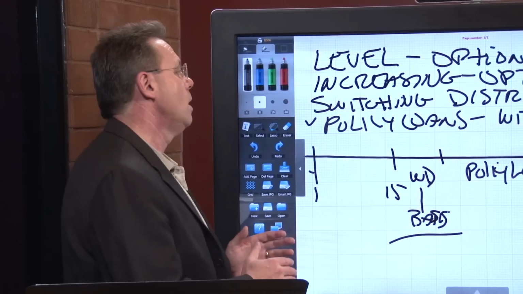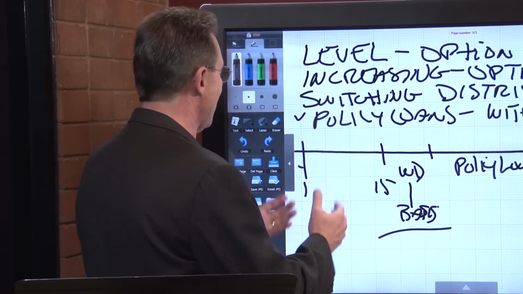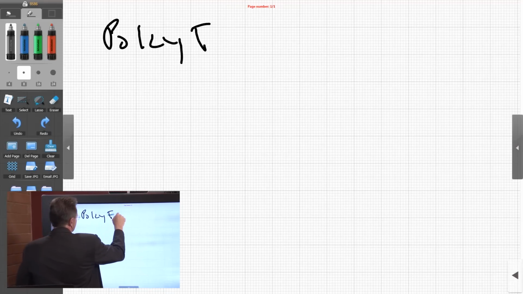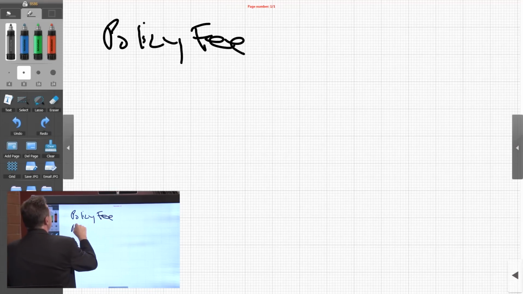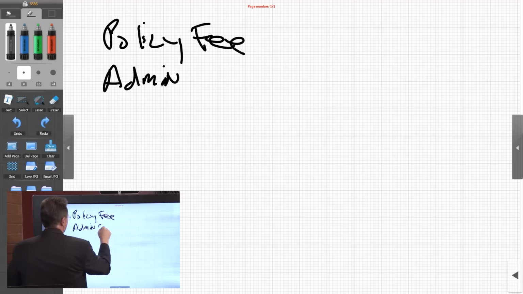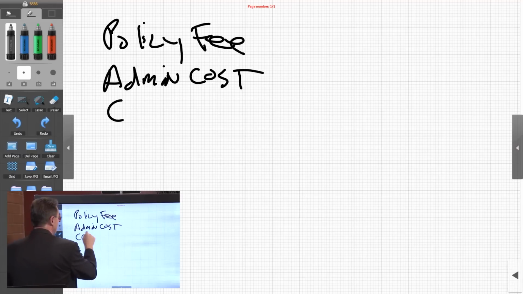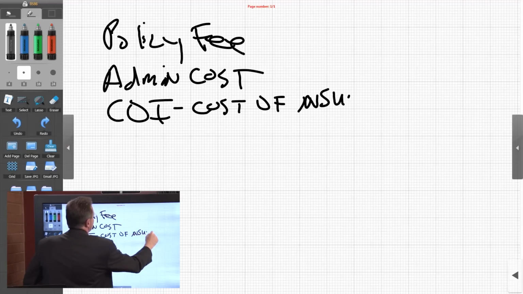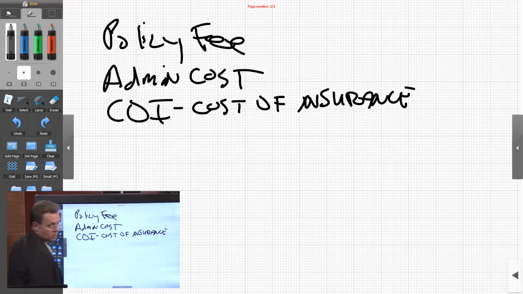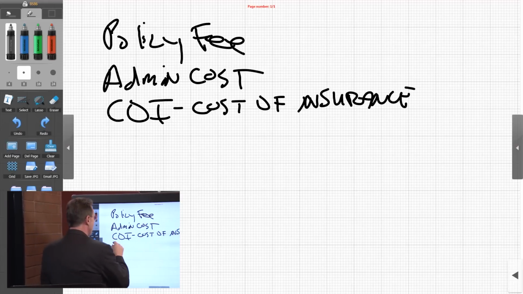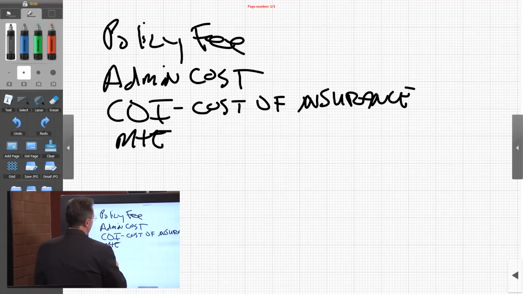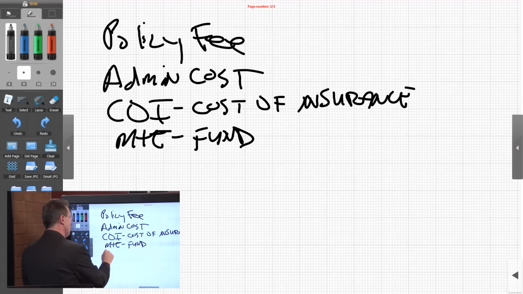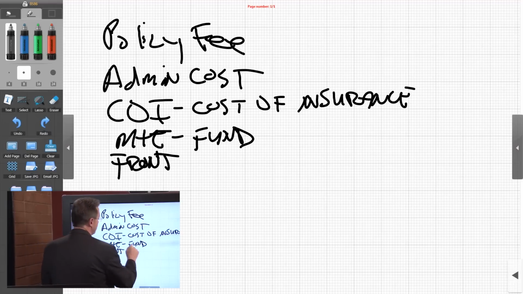So the first thing I want to talk about when you're talking about cash buildup is I have to manage expenses. And remember, there is the policy fee, that's an expense. Then I have admin costs. Then I have cost of insurance, which is the biggest thing. And that's the thing I'm trying to manage in my cash buildup scenario. Those are our three big items. Some variable contracts are going to have M&E charges for the fund itself. Some contracts actually do front-end loads and charge by the premium, annual premium.